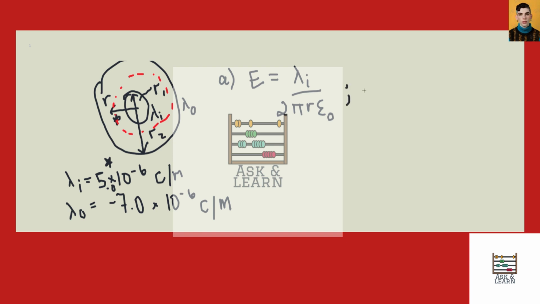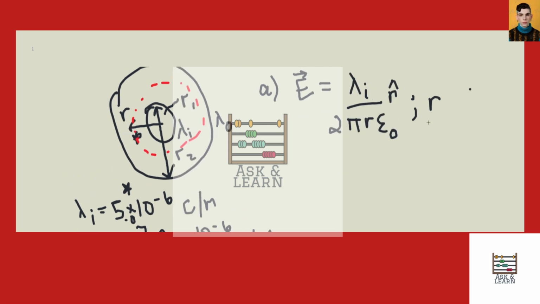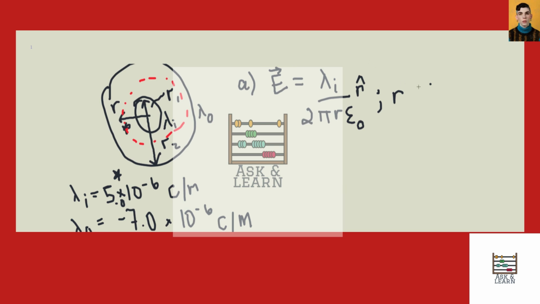I'll just write it here because it's specific to part A, and let me write in the r hat direction. So it's radially outward. This is just, again, quoting this result. And now I'll say that r is equal to 4 centimeters, which is 0.04 meters. And so if you plug that in for r, and this in for lambda inner, maybe you'll get what I got, which is 2.2 times 10 to the 6 newtons per coulomb.